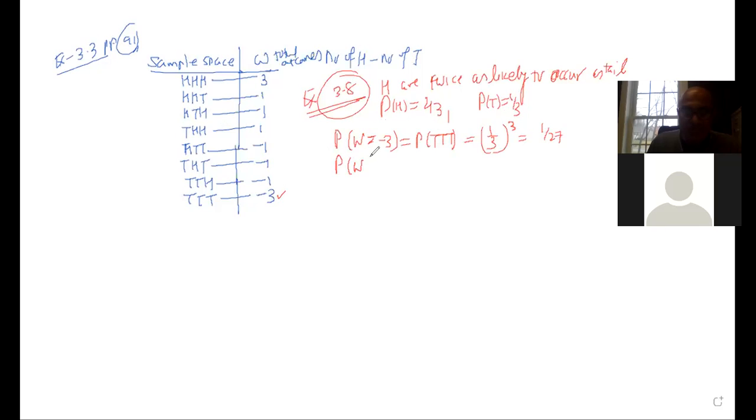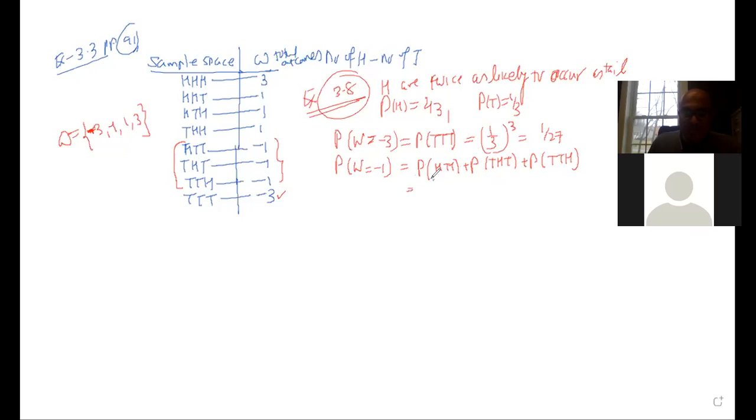Then let me go for the probability of W equal to negative 1, because the second number is negative 1. My W space set contains negative 3, negative 1, 1, and 3. So W equal to negative 1 is the probability of HTT, plus the probability of THT, plus the probability of TTH, for negative 1.